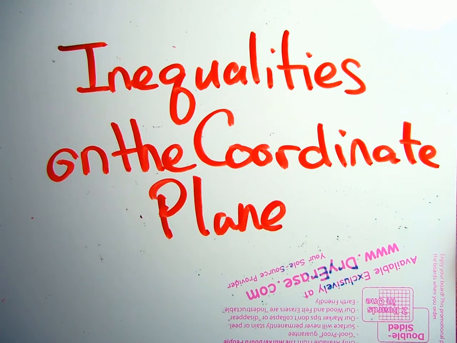Today we're going to learn how to graph inequalities on the coordinate plane. Why do we need to graph inequalities on the coordinate plane? Well, sometimes our inequalities have more than one variable. So when they have more than one variable, like x and y, we end up putting them on the coordinate plane. Let's see what that looks like.